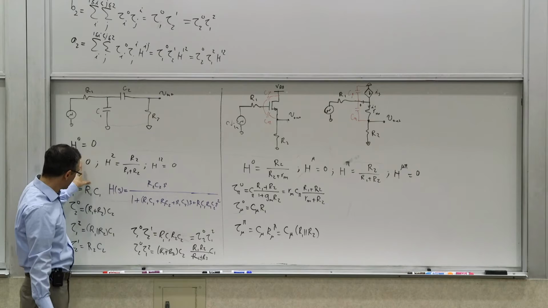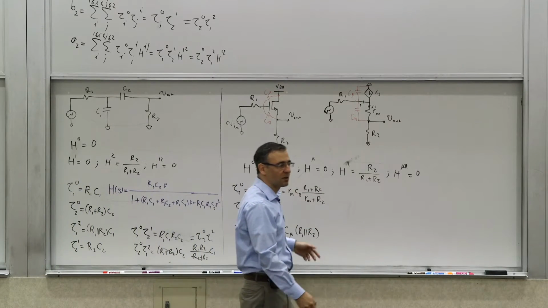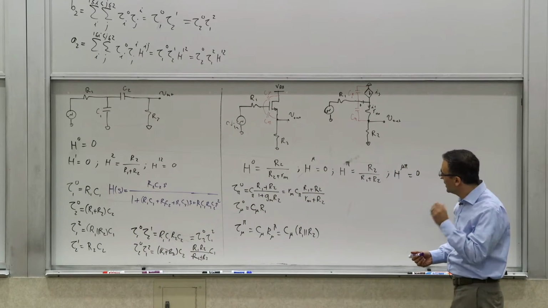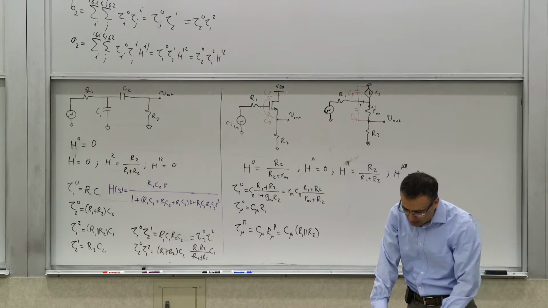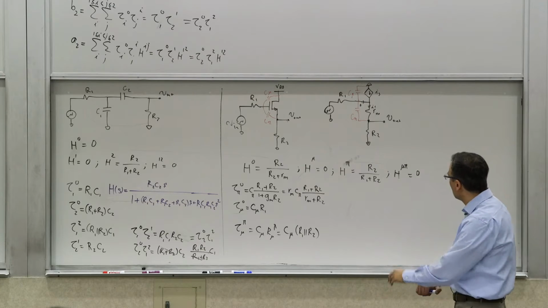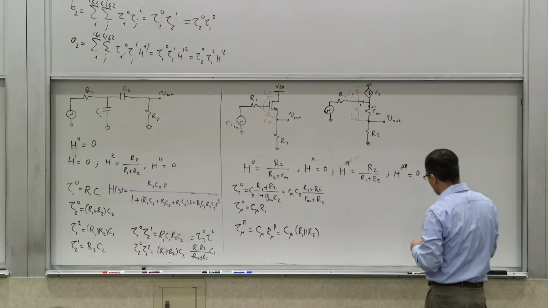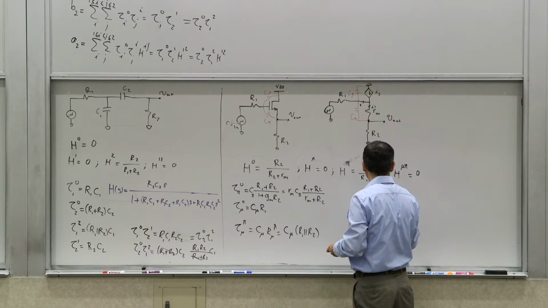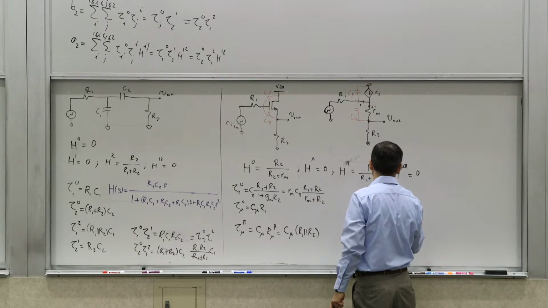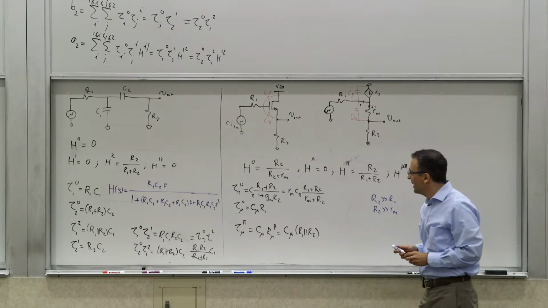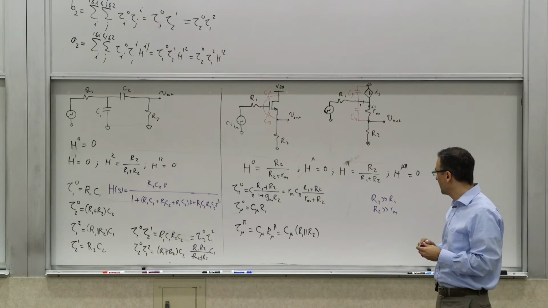So I'm in favor of looking at it this way. But if you want, you can always convert it to that form. Same thing here. Now, here we can actually do a little bit more analysis, which can be interesting in terms of what it looks like. So if you assume that R2 is much greater than R1, and R2 is also much greater than Rm, then these things simplify a little bit.